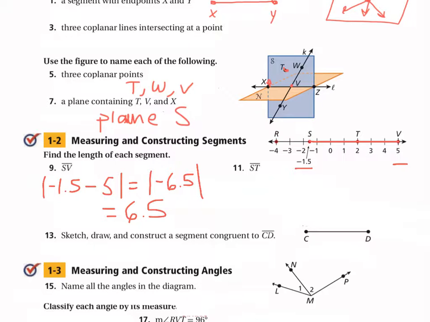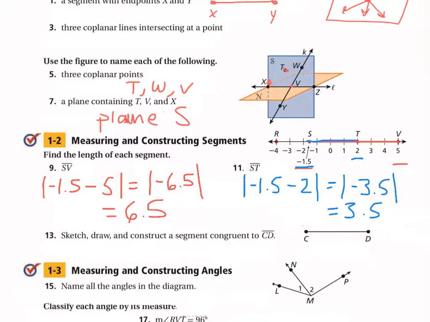Now let's look at number 11, ST. So we're finding the length of ST. S starts at negative 1.5 and T ends at 2. So we would take the absolute value of the value of S, which is negative 1.5, minus the value of T, which is 2. We would end up with the absolute value of negative 3.5, which would be 3.5.